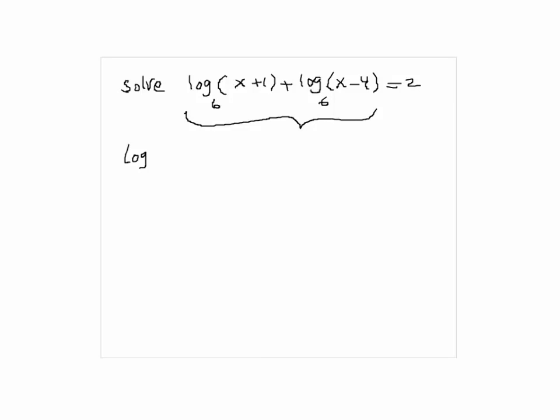Base is the same as 6. Times y. X plus 1 times x minus y. X plus 1 times x minus, this is 4. X minus 4. Equal to 2. Oh, x minus 4. So, what would be the next step?